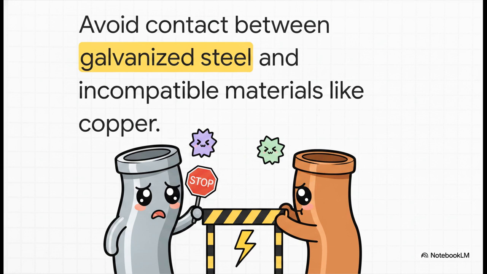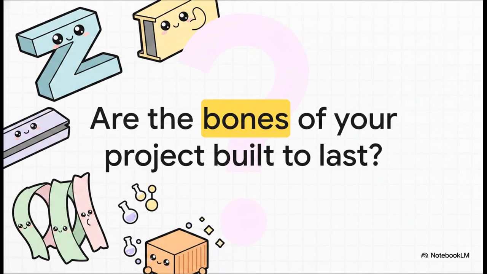Keep them separated. So, as we wrap up this explainer, I'll leave you with a question. Are the bones of your next project built to withstand the test of time? Understanding the precise engineering, the overlapping strengths of Z-purlins, the raw tensile numbers, and even the chemistry of proper storage is what separates just a decent build from a true architectural legacy. Look closely at your current materials, demand precision, and apply these structural blueprints to your next major project.